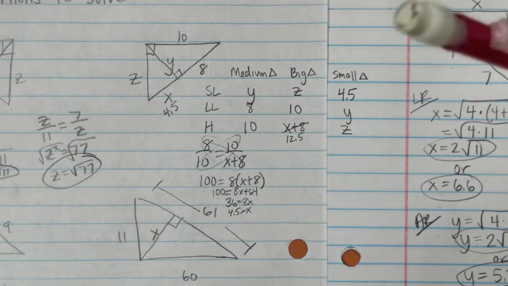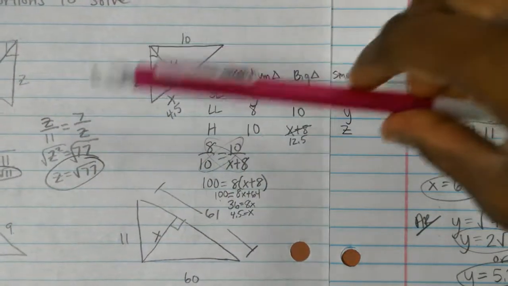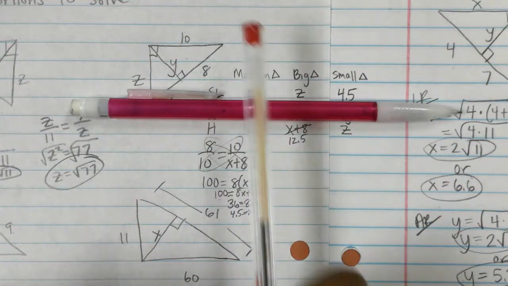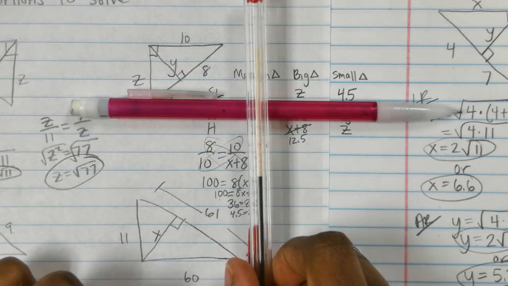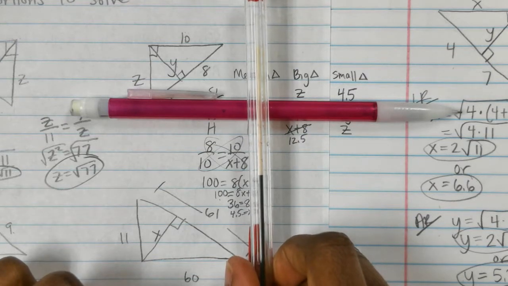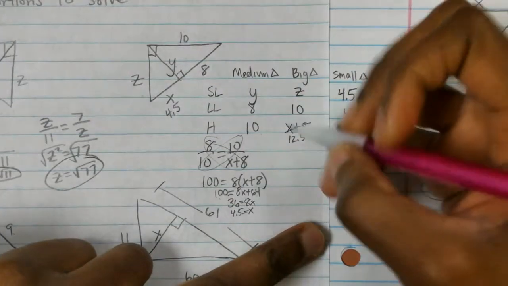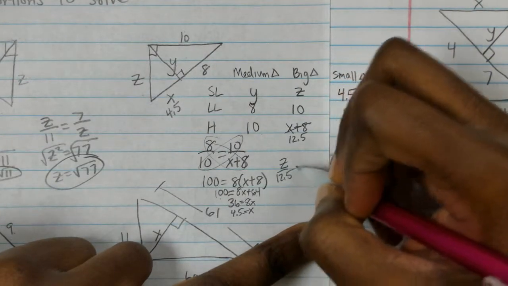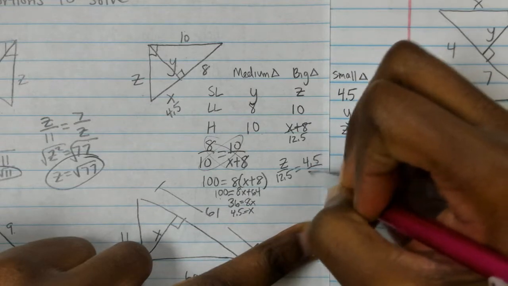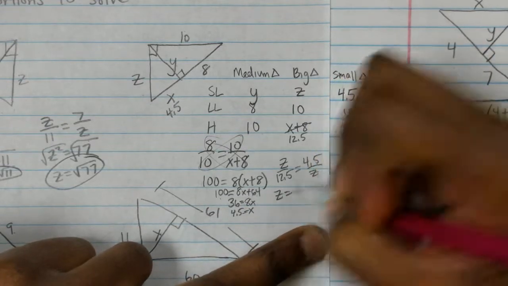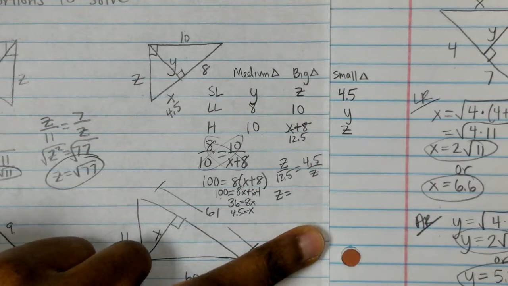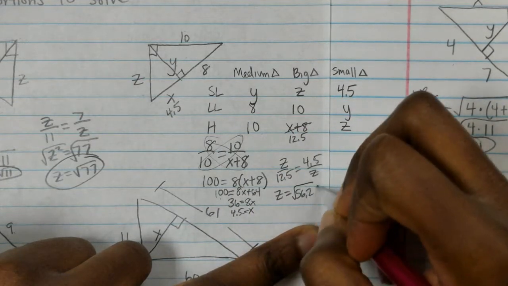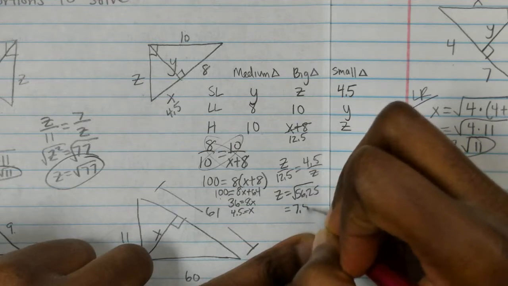So if I ignore that column and ignore this column, I have z is to 12.5 as 4.5 is to z. That's my proportion. Z is to 12.5 as 4.5 is to z. When you cross multiply that, we did that. So 4.5 times 12.5 gives you the square root of 56.25, which comes out to 7.5.